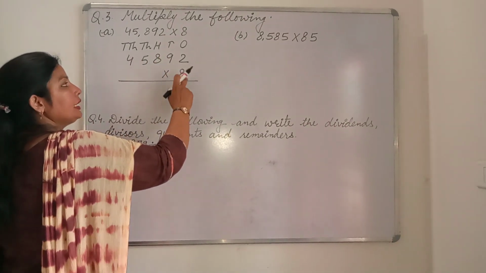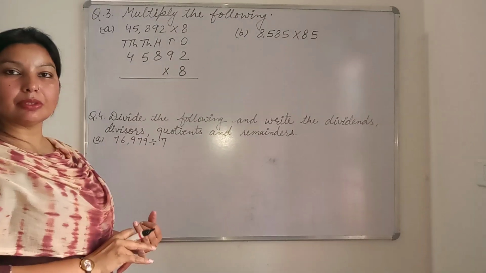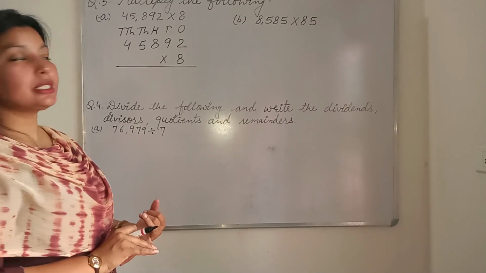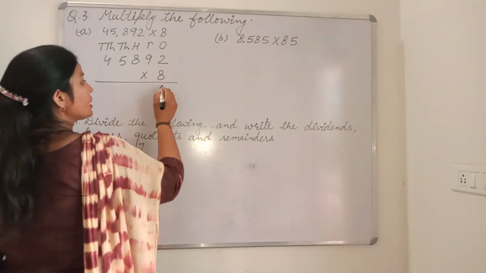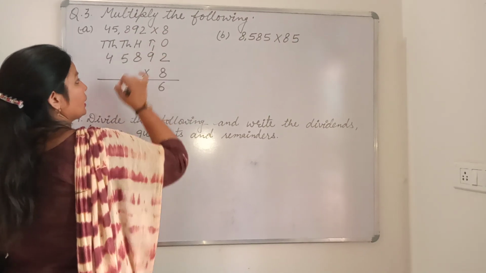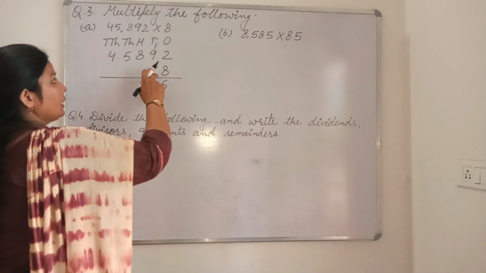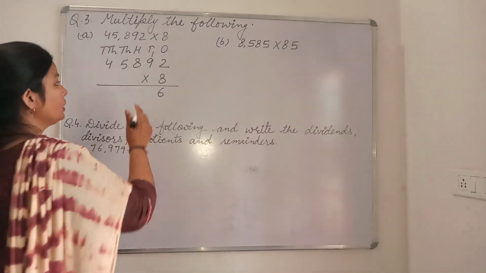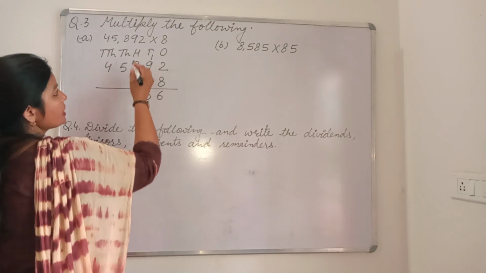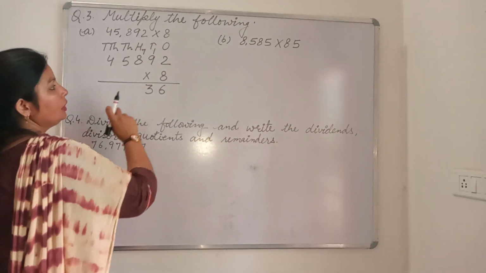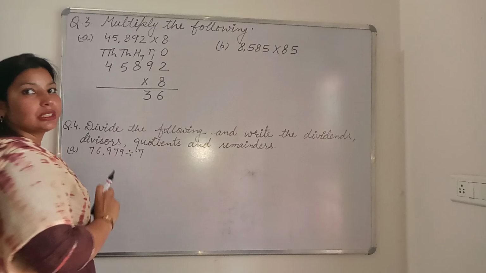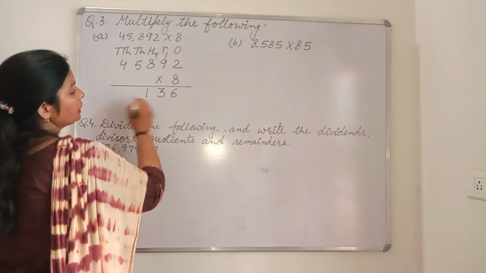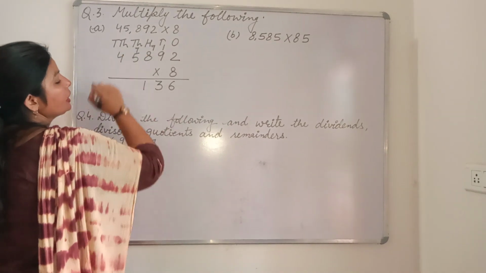Okay. So now 8 multiplied by 2. We should recite the table of 8 till 2. 8 ones are 8, 8 twos are 16. So we should write here 6 and 1 goes carry. Now 8 multiplied by 9. So 8 nines are 72. 72 plus 1, 73. 7 goes carry. Now 8 eights are 64. 64 plus 7, 71. So we should write here 1 and 7 goes again carry.